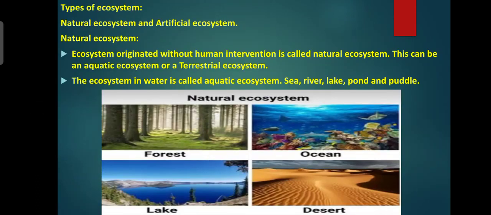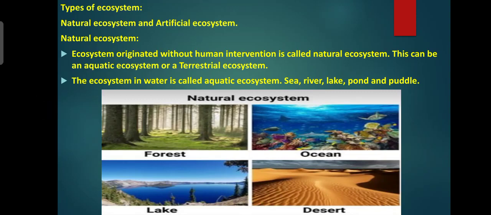Now move on, types of ecosystem. Ecosystems are divided into two types, natural ecosystem and artificial ecosystem. Natural ecosystem is further divided into two types, terrestrial ecosystem, for example forest, and aquatic ecosystem, for example pond. An artificial ecosystem is further divided into two types, terrestrial ecosystem and aquatic ecosystem. Terrestrial, for example garden, and aquatic, for example aquarium.